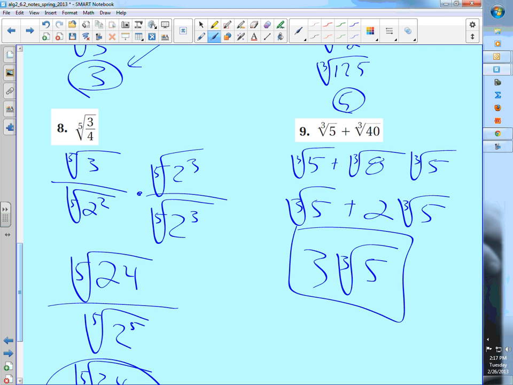Any of these 4, any issues? How many cube roots of 5 are here? Right here. How many? 1. It's invisible, right? How many are here? How many cube roots of 5 are here? And when you add them, there's 3. It's like doing x plus 2x. That's 3x.